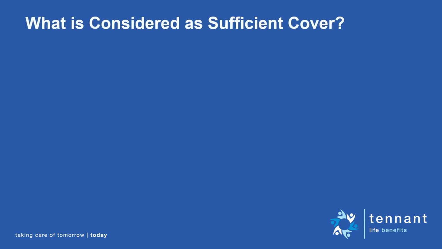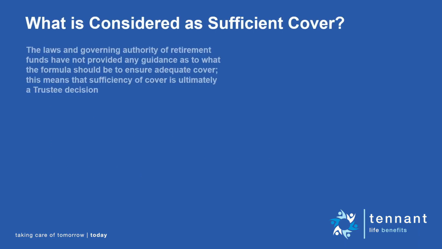What is considered as sufficient cover? Schedule B to the financial statements, also referred to as the Statement of Responsibility by the Board of Trustees, states that the board must confirm that they ensured adequate fidelity cover was maintained in compliance with the rules of the fund. The laws and governing authority of retirement funds have not provided any guidance as to what the formula should be in order to ensure adequate cover. This means that the sufficiency of cover is ultimately a trustee decision.